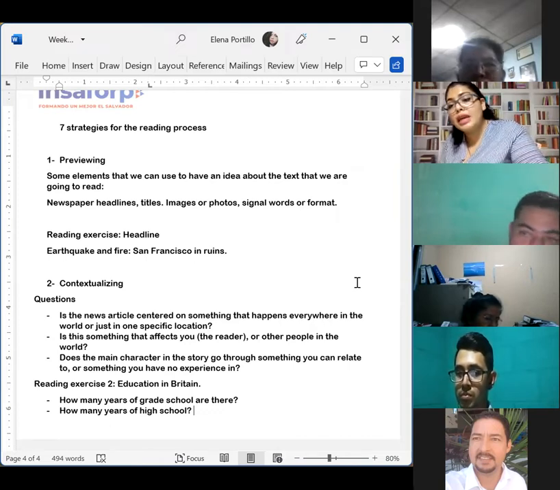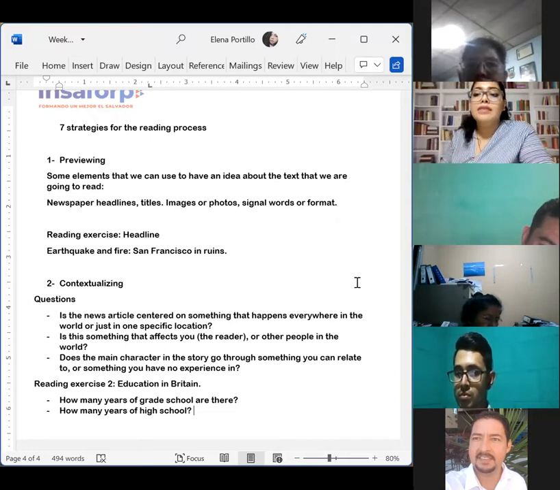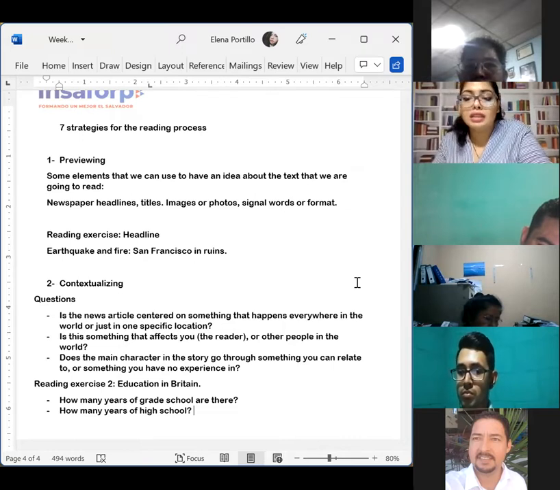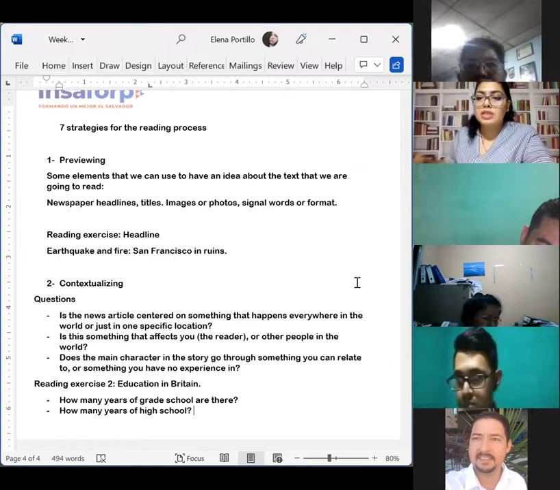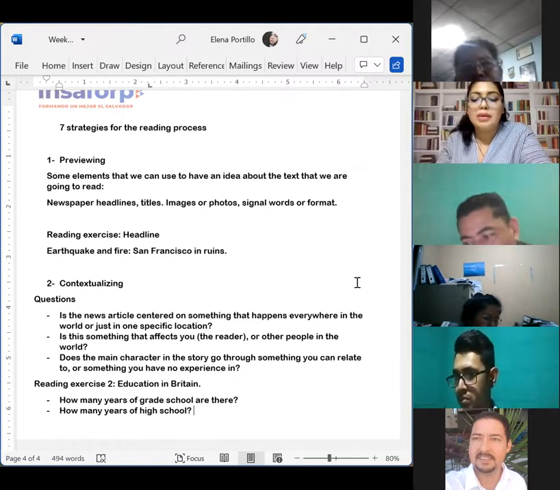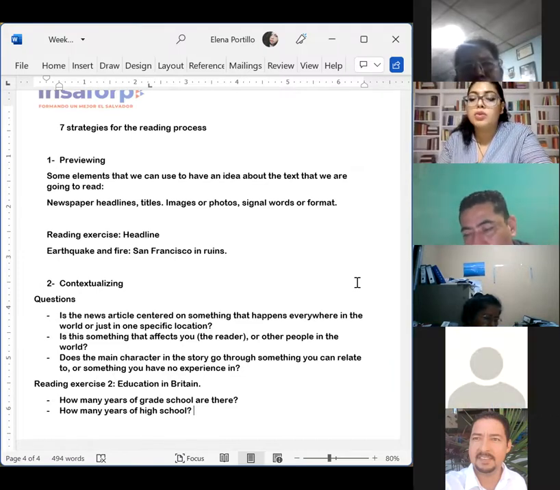Then we can read the text and find that information that we are asking about our system and make the comparison. And we can see that there is another word in those countries about the educational system. So in this case, it is context. We are going to put our ideas in context for the text that we are going to read.